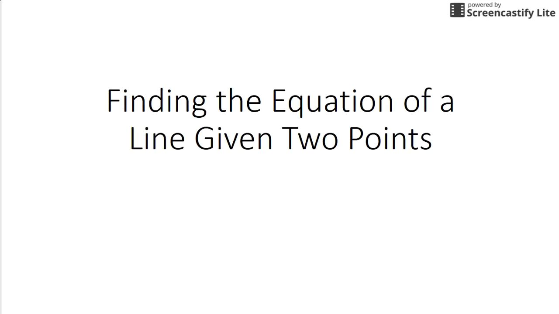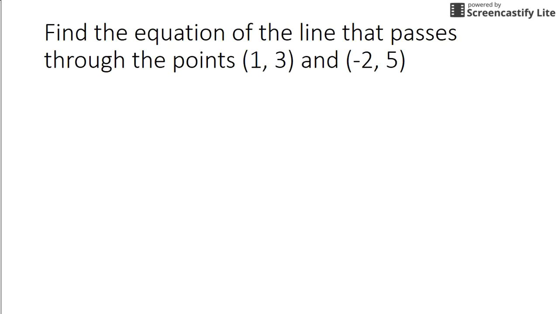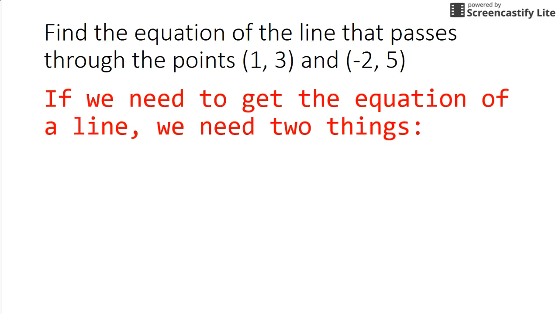All right, so now what happens if we're finding an equation of a line if we're just given the two coordinates? Let's look at this. The question will say, find the equation of the line that passes through the points (1, 3) and (-2, 5). Okay, so if we need to get the equation of a line, we need two things.